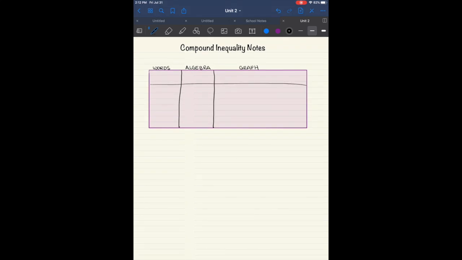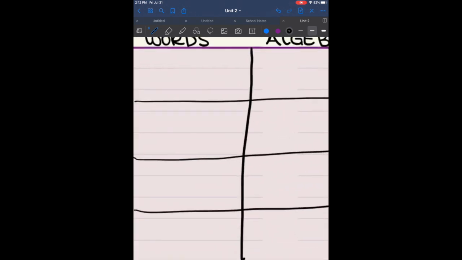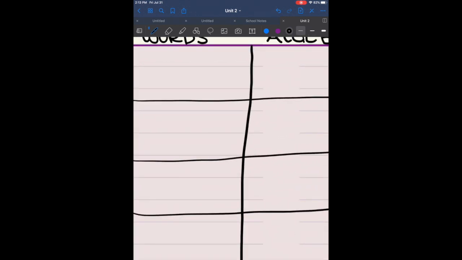So just drawing a graph like we did on our first set of notes in this unit. So make sure you guys are writing this down. So the first one that we are writing says all real numbers greater than 2 and less than or equal to 5. So the key words here are going to be and or. So that's why I'm writing and in all caps.